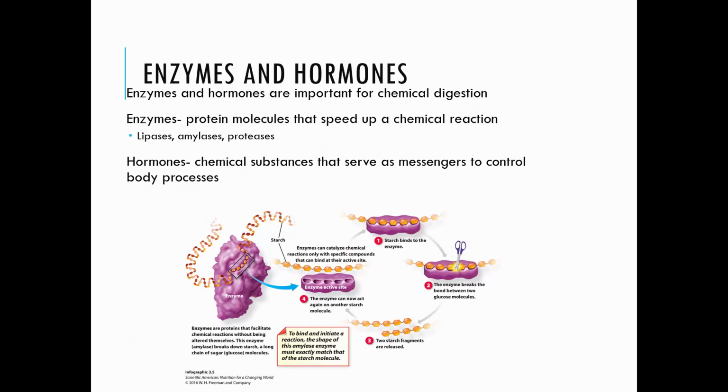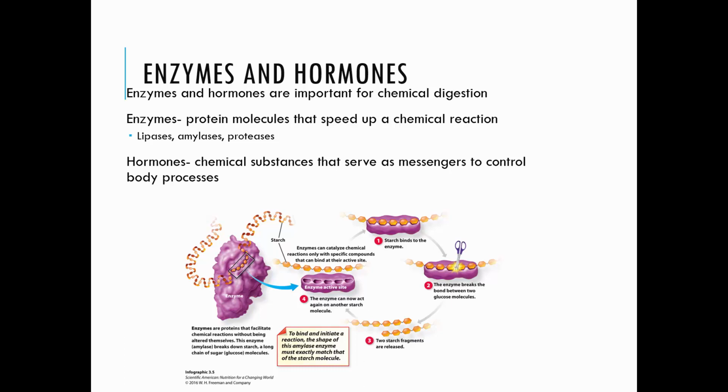We also have several enzymes and hormones that play a role in chemical digestion. An enzyme is a protein that speeds up a chemical reaction. We have three major ones in digestion: lipases, amylases, and proteases. These help break things down faster and help us speed up the digestion process.